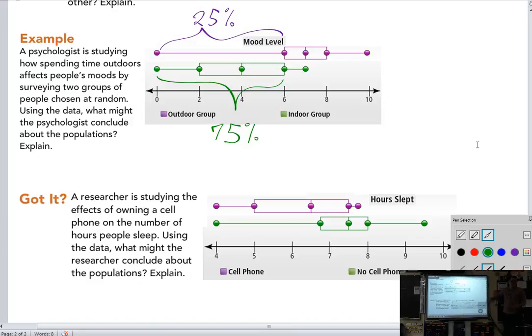Based off the data we have, 75% of our outdoor people who responded were between a 6 and a 10 happiness, whereas only 25% of our indoor group were above a 6, and none of them were above a 7. So I'd be pretty confident in saying people outside are happier, and there's actually scientific research of why.